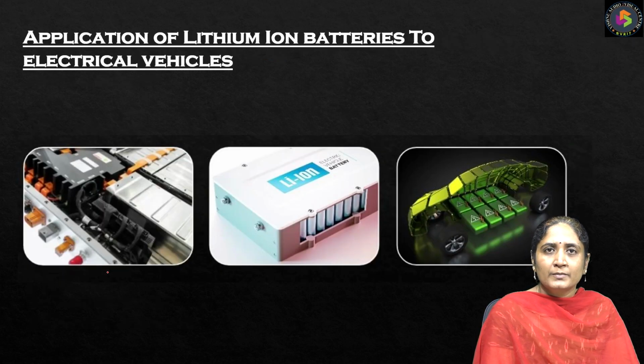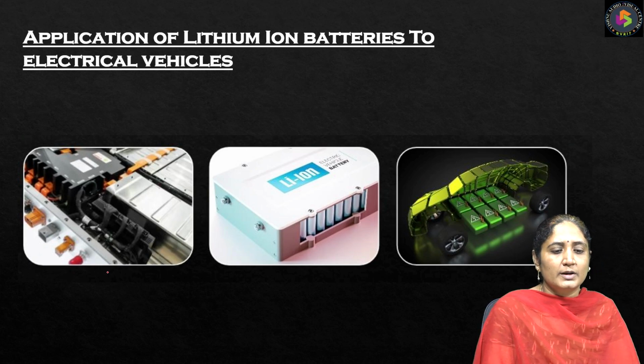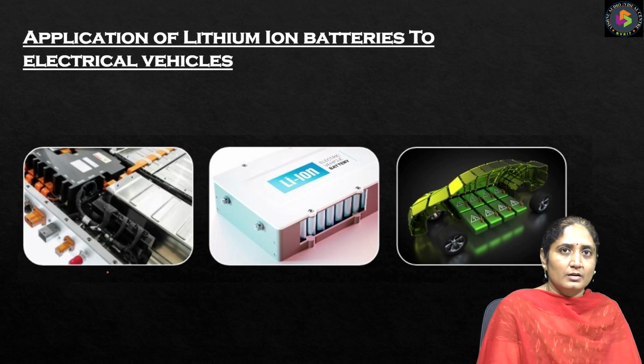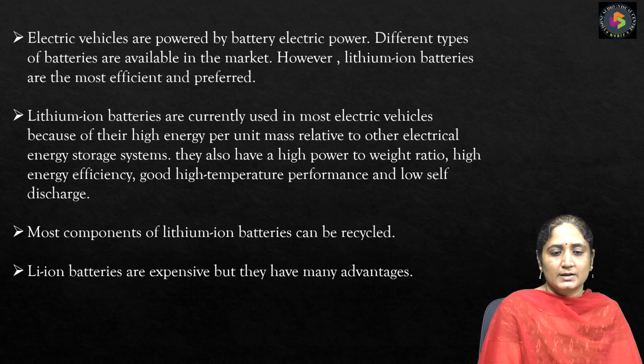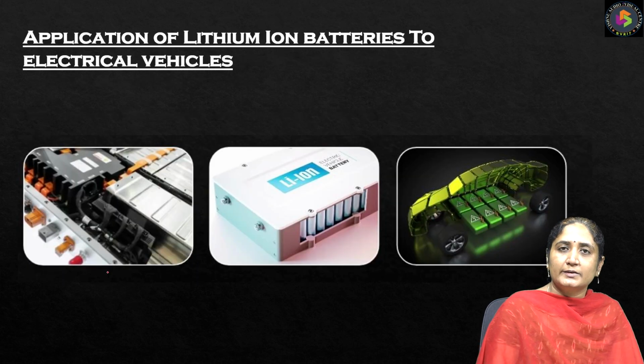And next we come to the next topic in this unit, applications of lithium ion batteries to electrical vehicles. Lithium ion batteries are used not only for electrical vehicles; we can use them for mobiles, computers and laptops also, but mostly for electrical vehicles. There are different types of applications. If you see the first figure, it shows the size of the battery and how we are using it in electrical vehicles, as we can see from the present figure.